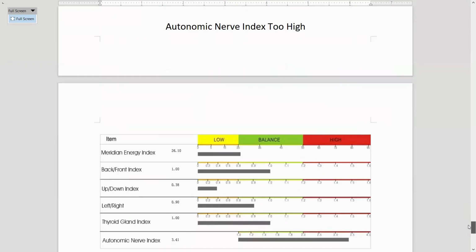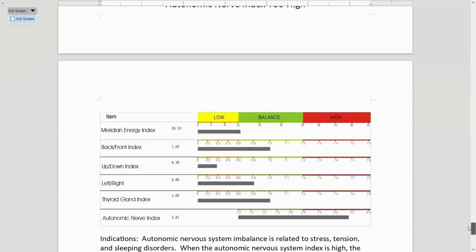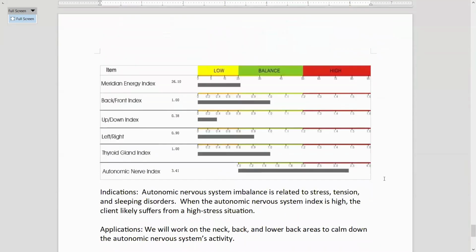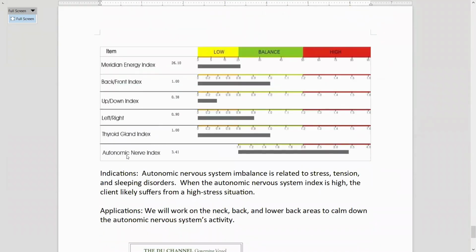And lastly is our autonomic nerve index. So this might pop up as stress index depending on which version you have. So when we say stress, we're not talking about inherently just emotional stress. We're talking about the stress of the nervous system. And so how we generally get this is the difference between the highest and lowest meridians. So if there's a really big gap between high and low, well, then that's going to show up as a lot of internal stress within the body.